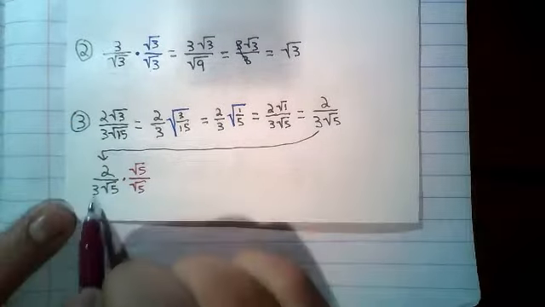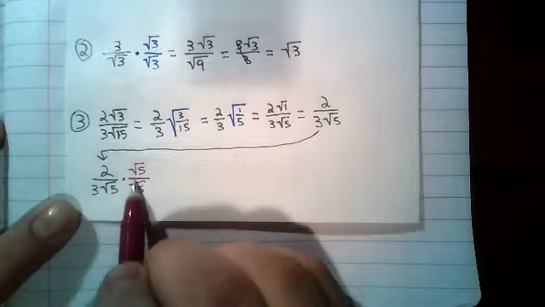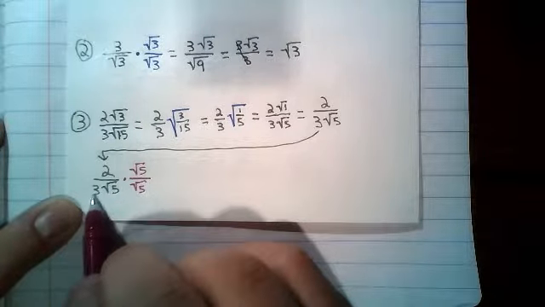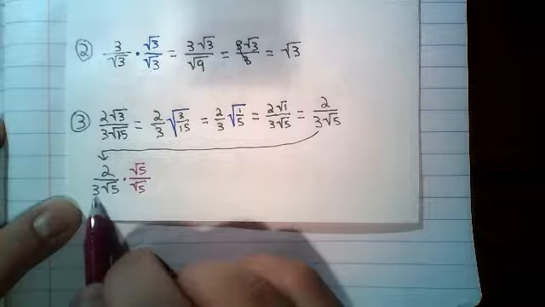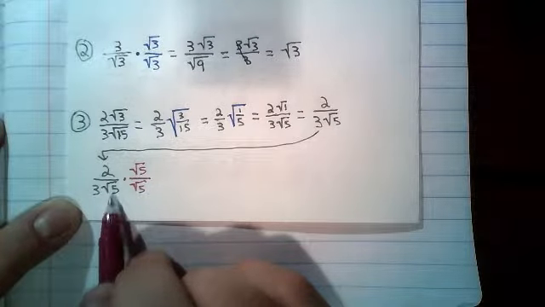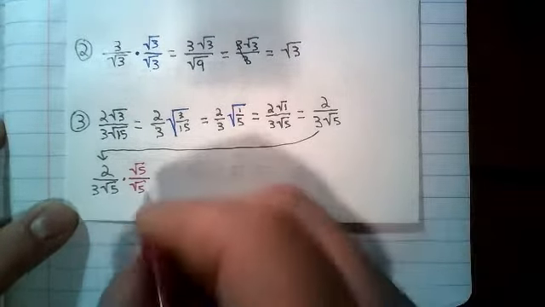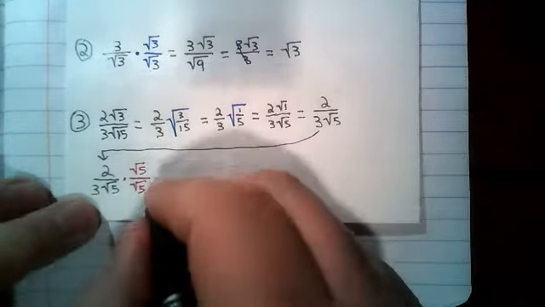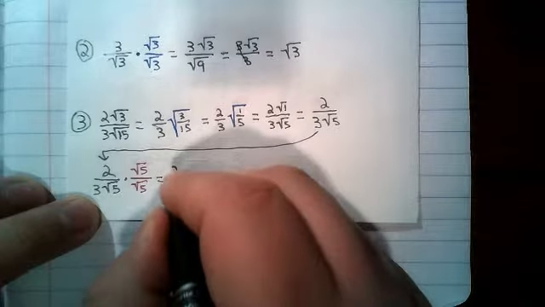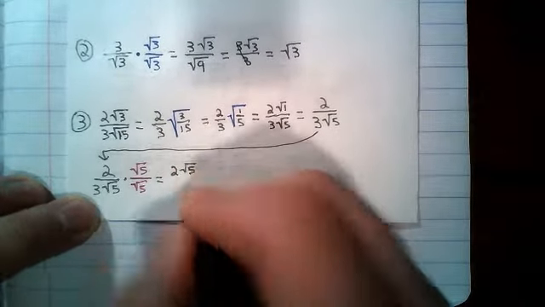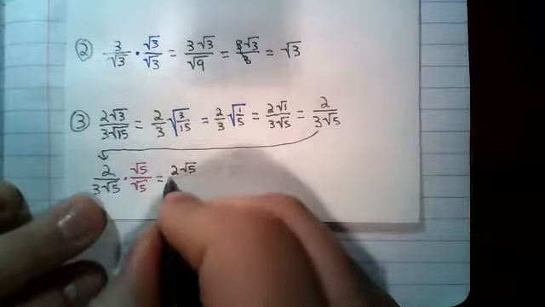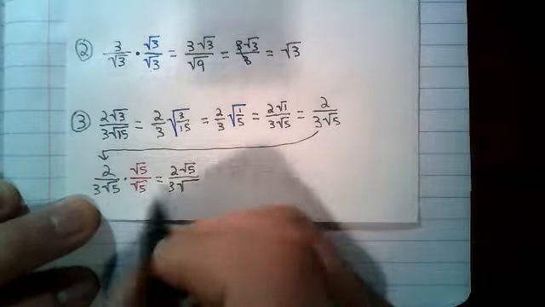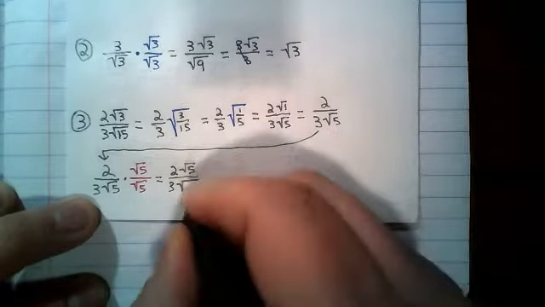Don't be deceived by this 3 here. I wouldn't do 3 square root of 5 over 3 square root of 5 because I'm not concerned about the 3. It doesn't have a square root symbol with it. I'm only concerned about changing this 5. Okay, so let's see what happens when I do that. On the top, I'm left with 2 square root 5. And on the bottom, I've got 3 times the square root of 5 times 5, which is 25.